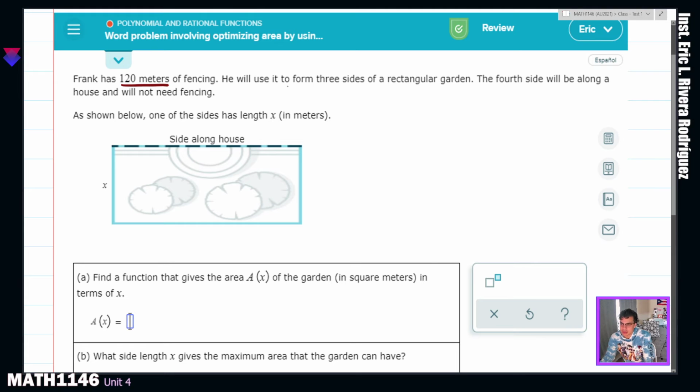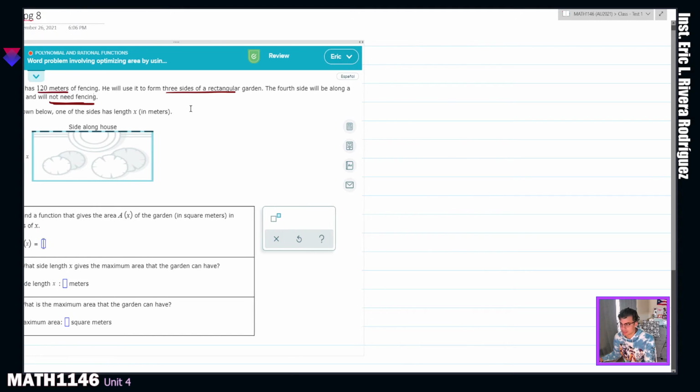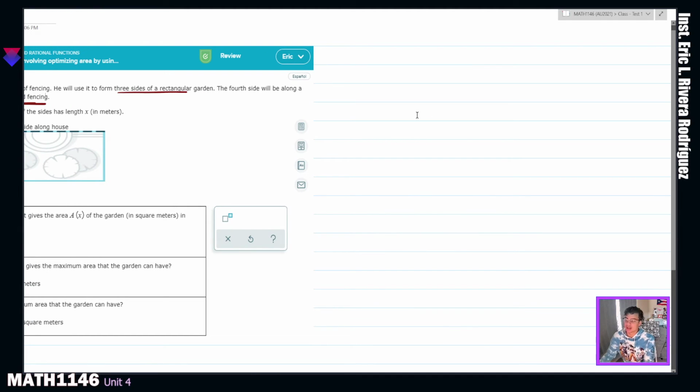He will use it to form 3 sides of a rectangular garden. Second important information, we have 3 sides, a shape of a 3-side rectangle, right? The 4th side will be along a house and will not need fencing. Alright, so let's break this down into what we are going to do.